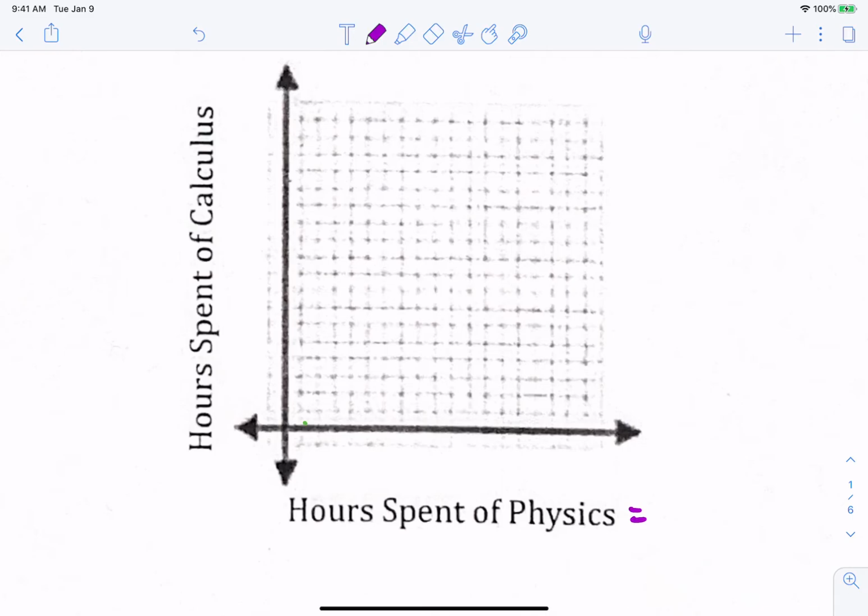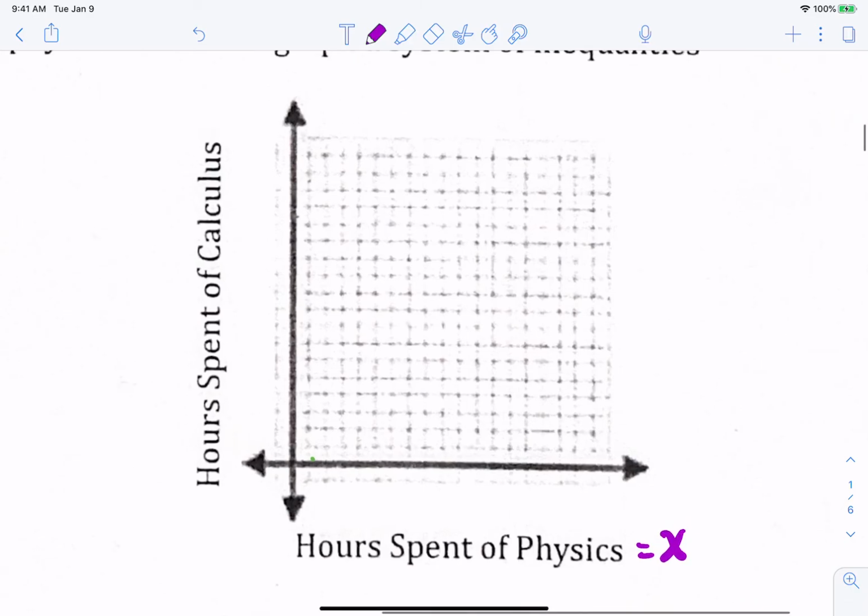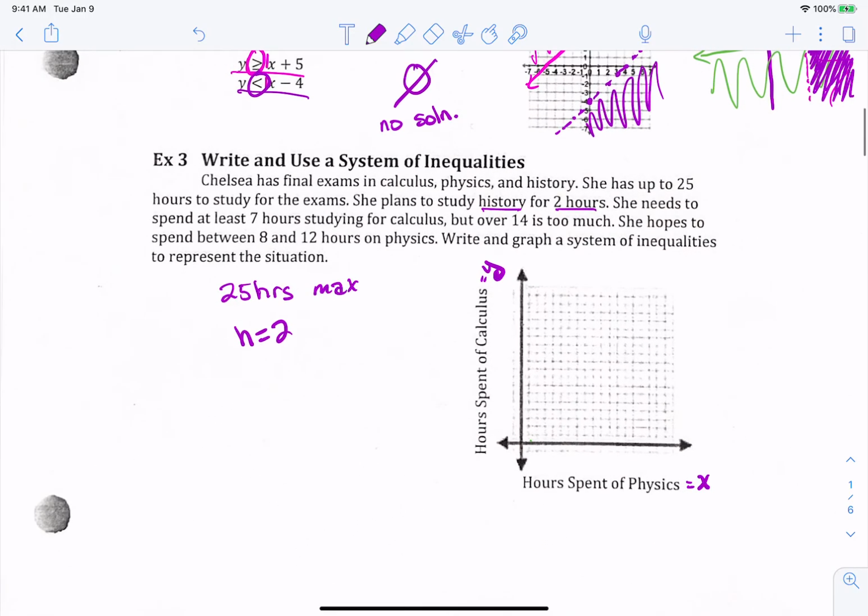So physics, they're representing as which variable? Which one is physics, x or y? X. Physics is the x. Calculus is the y. How do we know? Because it's on the y-axis. Y-axis, x-axis. So use your little clues. They'll call them something else on your homework assignment, but then you identify them as x and y, okay? So x is physics, y is calculus.